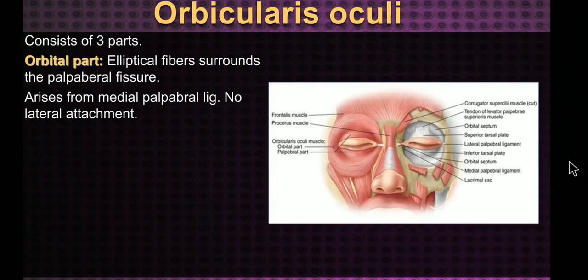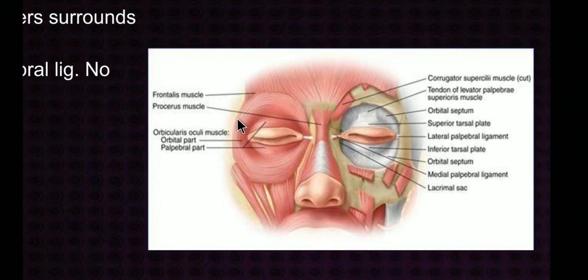Now, the orbital part arises from the medial palpebral ligament. The fibers are elliptical in nature and they don't have any lateral attachment. Through a continuous concentric ring, they again come to the point of their starting. So it arises from the medial palpebral ligament and also from the adjoining frontal bone and maxilla.